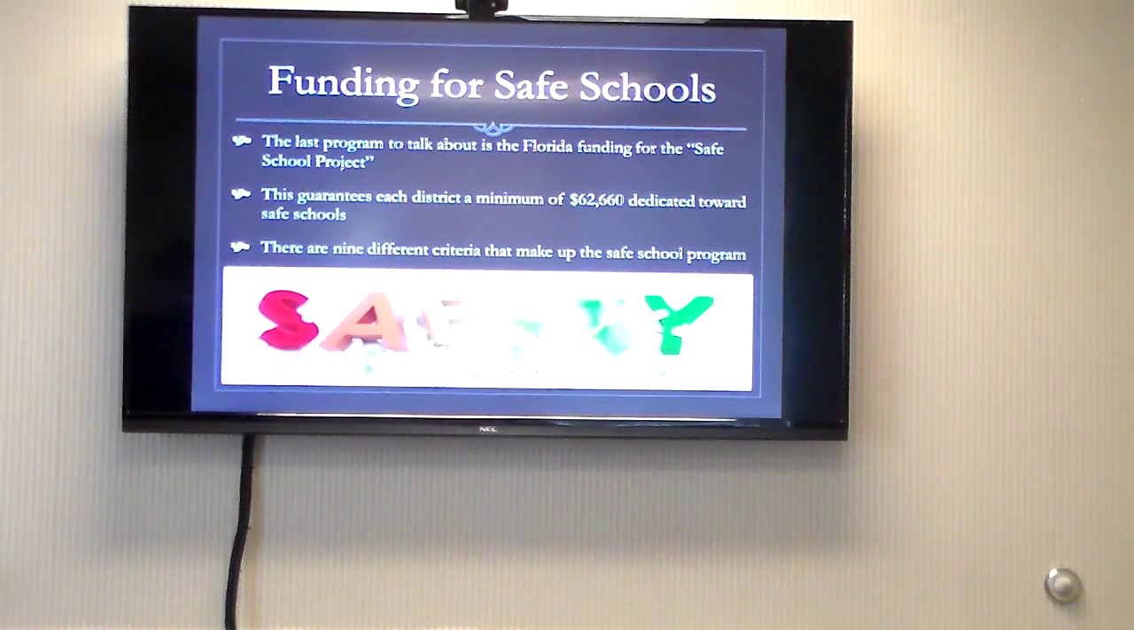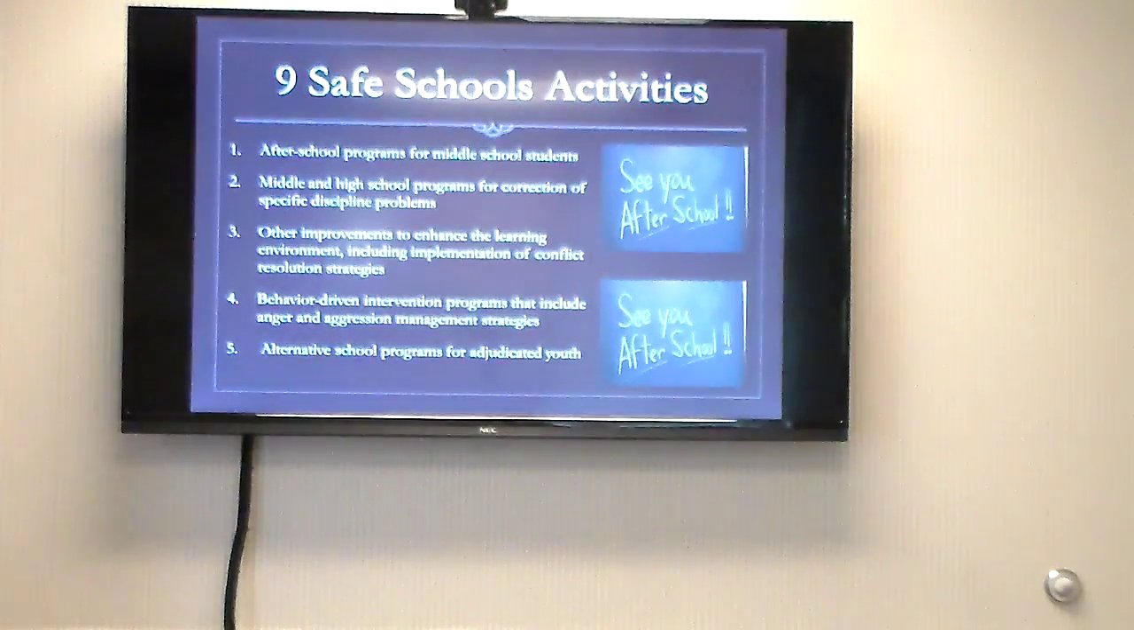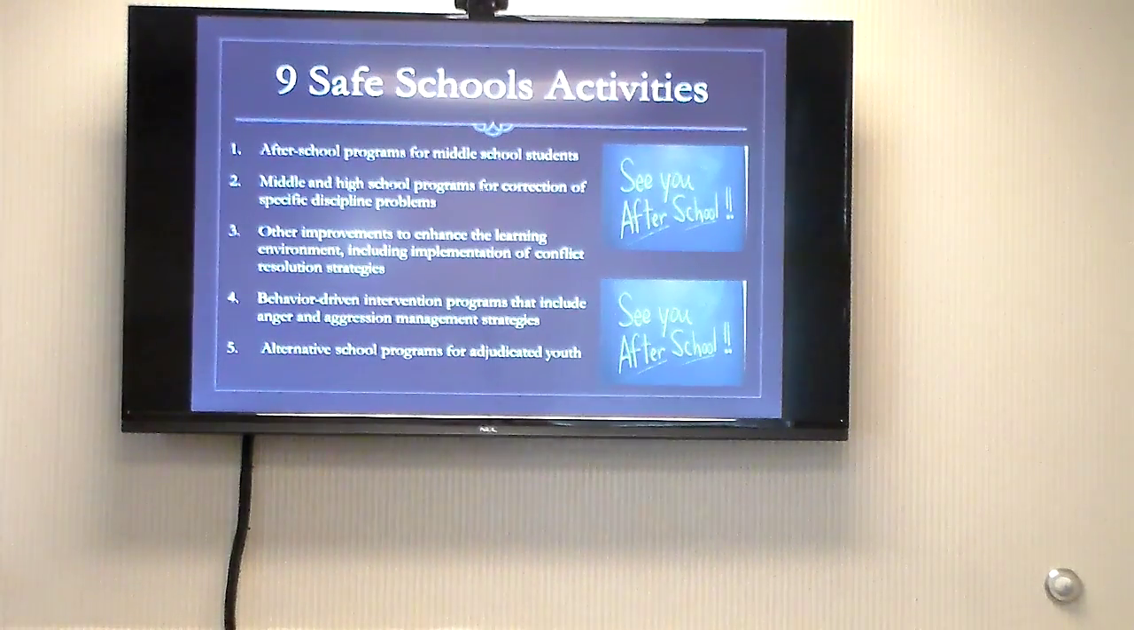I'm going to talk briefly about the criteria that make up the program, but each district gets a minimum of $62,000 that goes towards this notion of safe schools and what safe schools are supposed to be. The activities that this can fund are after-school programs for middle school students, which, in terms of safe schools, I would argue that's who needs it the most.